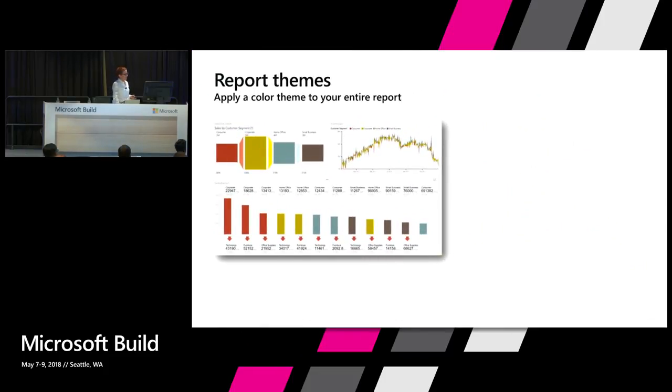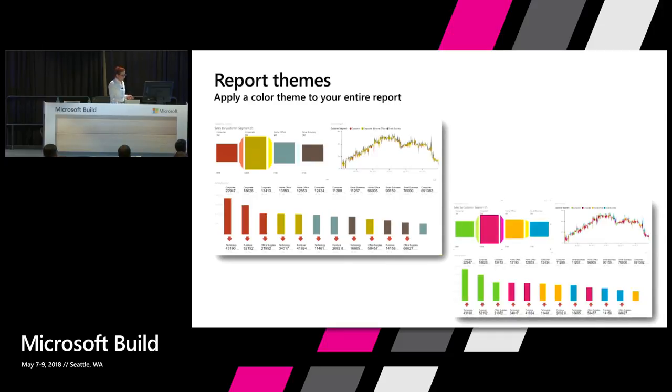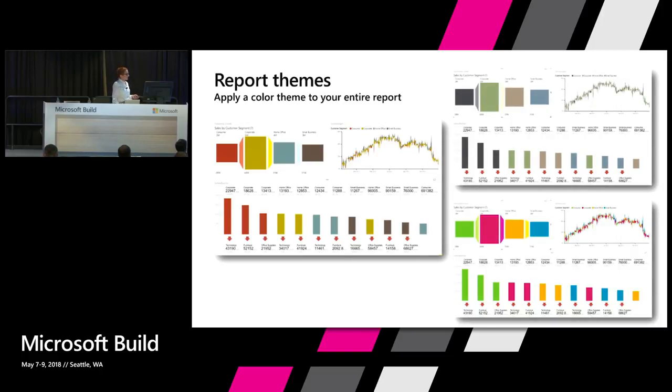First of all, report themes, which enable users to apply a color theme to their entire report. It can be seasonal colors or corporation colors or any colors they want. We also provide a handful of ready-made JSON files and the explanation on how to write this JSON file if you want to write your own colors. And this is a snapshot of my report where I have applied different color themes.